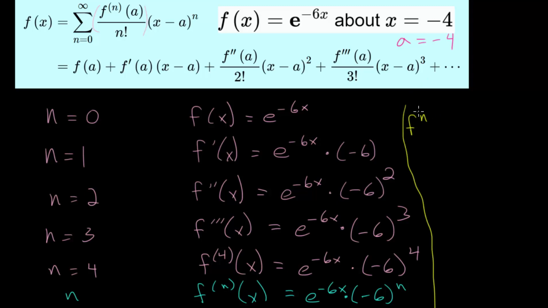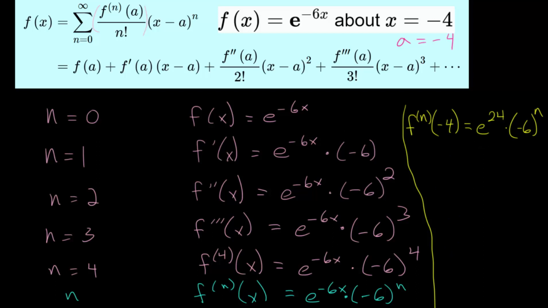We want the nth derivative of our function evaluated at -4, and we're just replacing x with -4, so we have e to the -6 multiplied by -4, which is 24, and that's multiplied by -6 to the nth power. So this is our formula for the numerator of this coefficient, and we'll just divide all of that by n factorial. So our coefficient here will be this expression divided by n factorial.